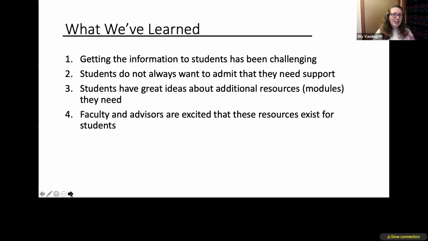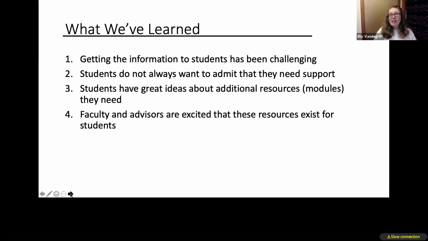The second challenge that we have found through our evaluation is that students don't always want to admit that they need support. So it's kind of a special type of student who's going to use a resource like this. It's number one, a student who admits that they need support, and number two, wants to go to the effort to get the support that they need. Our evaluator has said it's kind of like telling students to eat their vegetables. They know that it's good for them, but they may not actually want to do it.